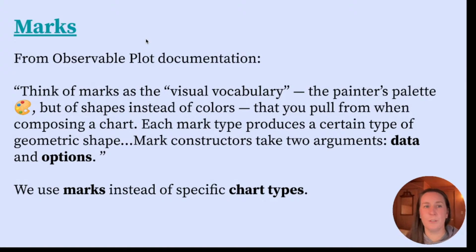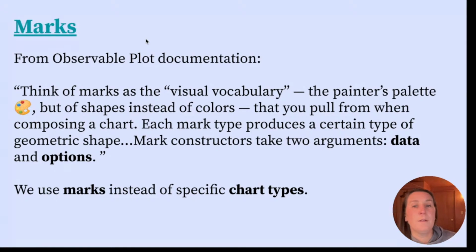This link sends you to the marks section of the Observable Plot documentation. And you can think of marks as a visual vocabulary, a painter's palette to create your data visualization, but that uses shapes instead of colors that you pull from when composing a chart. So instead of thinking, I'm going to put my paintbrush in this yellow paint and then that's going to go on my canvas, instead we're saying, I am going to pull this dot mark and those are going to be placed on my canvas.